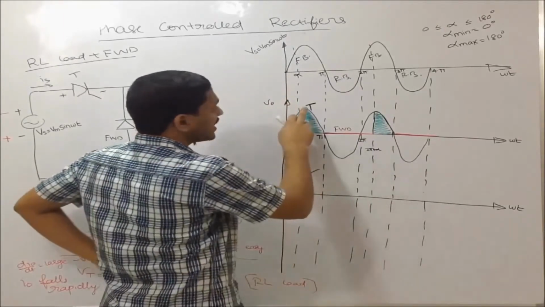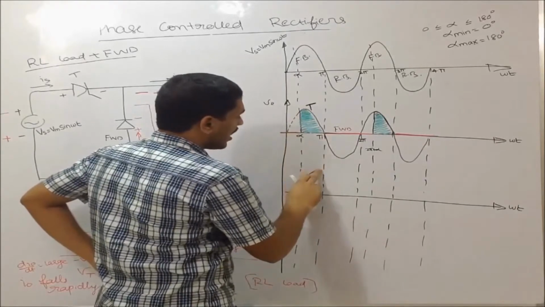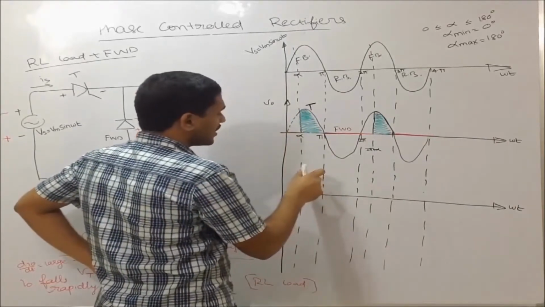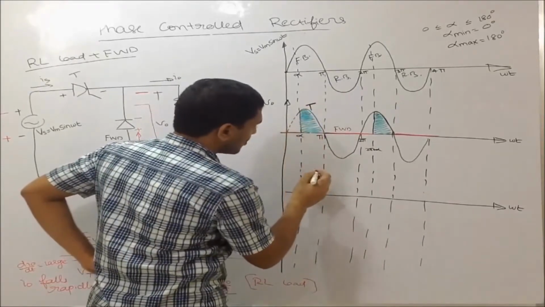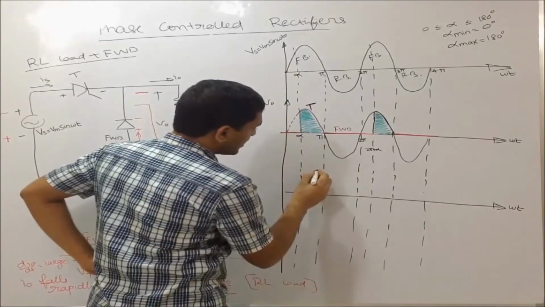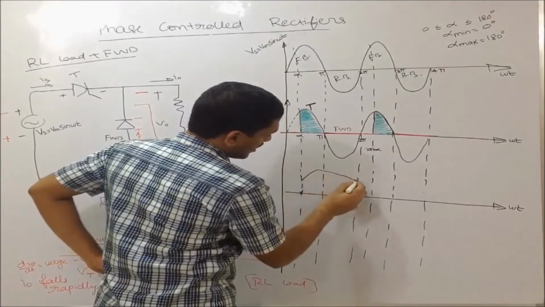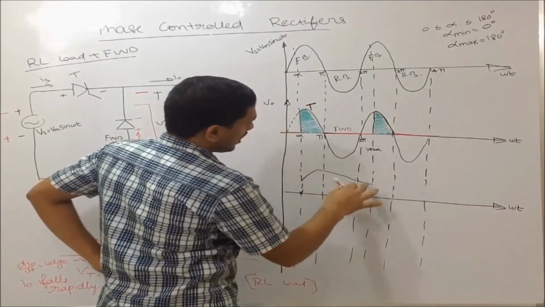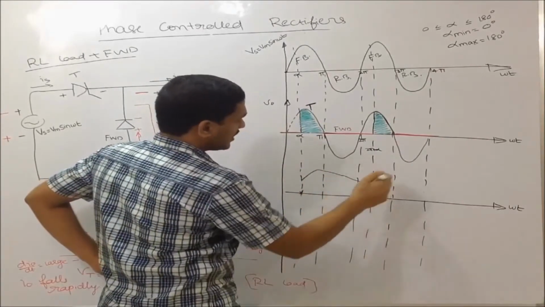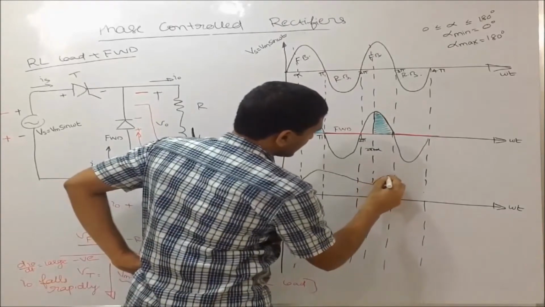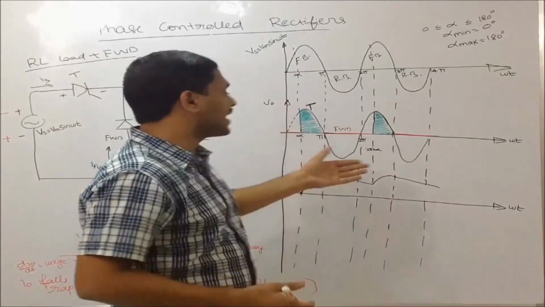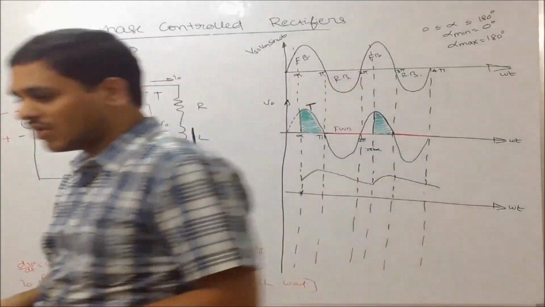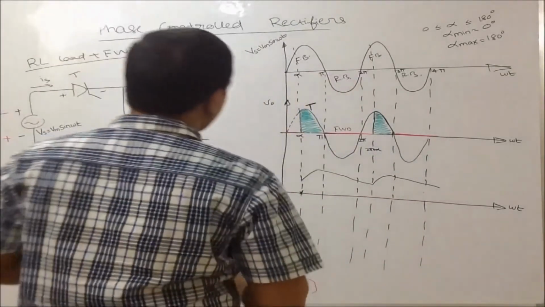So the peak is appearing at 90, so the peak here appears from 90 to 180. I am taking some intermediate value. After reaching the peak value, it starts decaying, and this comes to 2 pi plus alpha in the next interval. Again it starts rising and then it starts falling. So this is how the current is maintained constant.